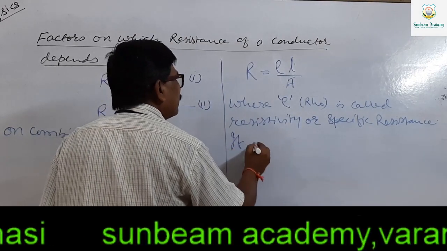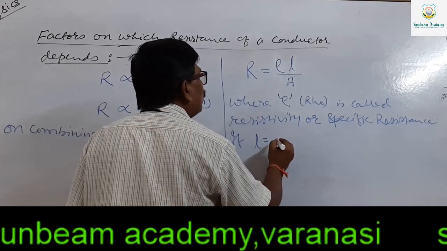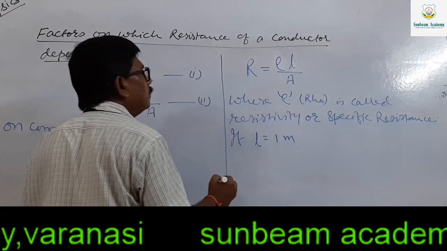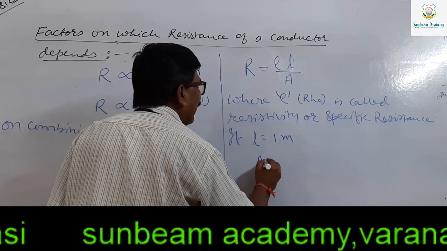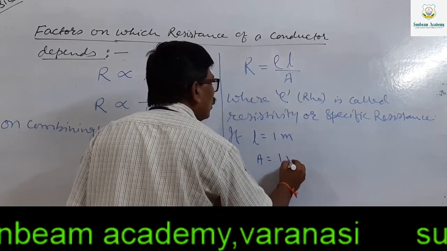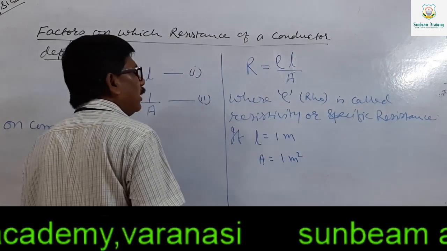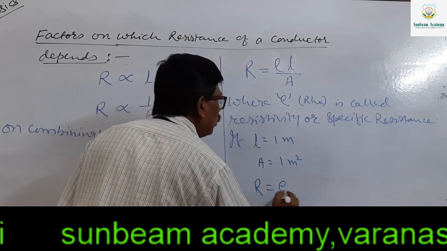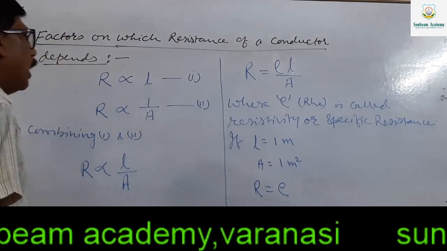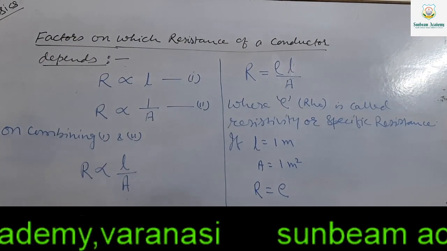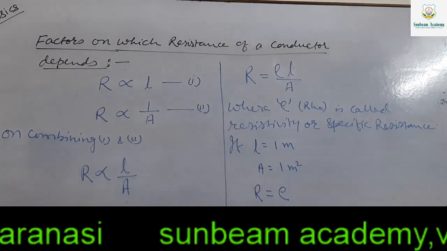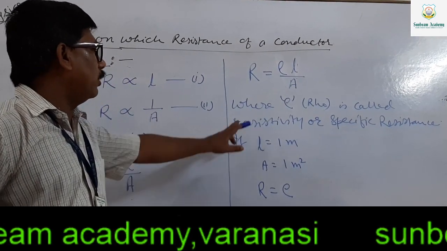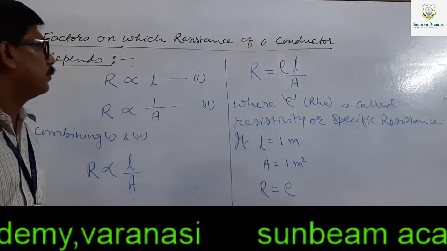If L is equal to 1 meter and A is equal to 1 meter square, if you take that, then R will be equal to rho. R will be equal to rho, that is, from this you can define the term resistivity.